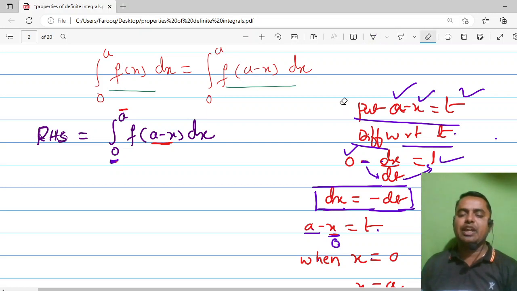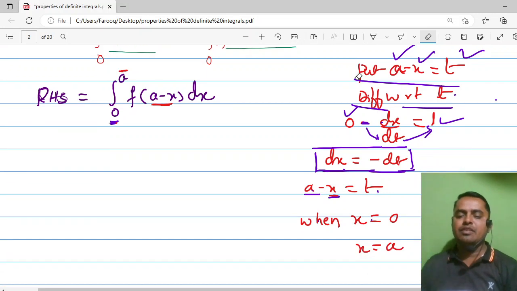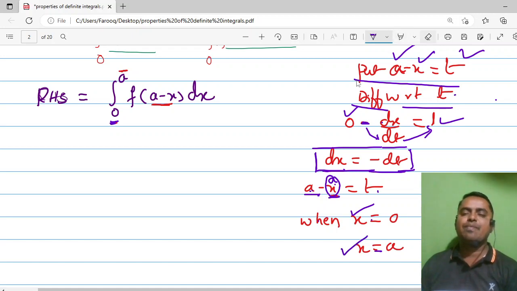When x is equal to a, observe here, a minus a is 0, that is t will become 0. Remember this one. If you take x is equal to 0, the value of t will become a. If you take x is equal to a, the value of t will become 0. I hope you are getting the things. Now come to this part.